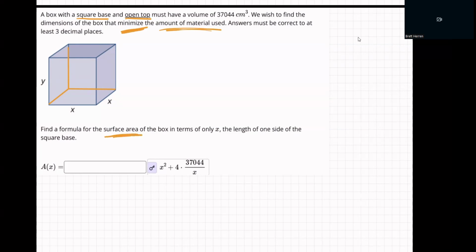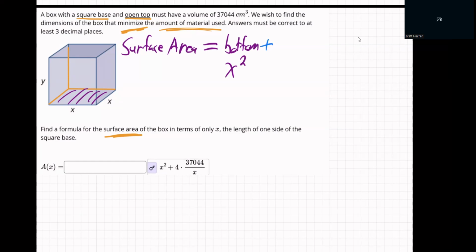Okay, so they want a surface area formula. All right, so what is the surface area? Well, I'll just say surface area. So that's all the material. You're going to have the bottom of the box right here. And what's that? That's going to be x squared, right? Just one side times the other. And then you're going to have, let's say, the left and the right.